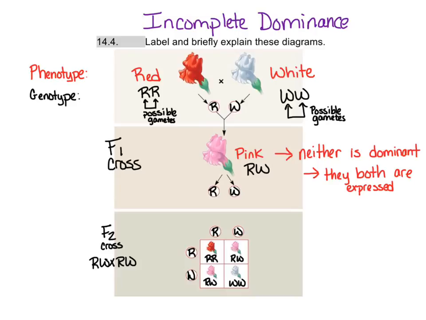And what that means is that when I look at my phenotype ratio, I'm going to get a 1 to 2 to 1 ratio, 1 red to 2 pink to 1 white, which is basically the same as my genotype ratio. I'm going to get a 1 to 2 to 1, where it's 1 homozygous red to 2 heterozygotes to 1 homozygous white.